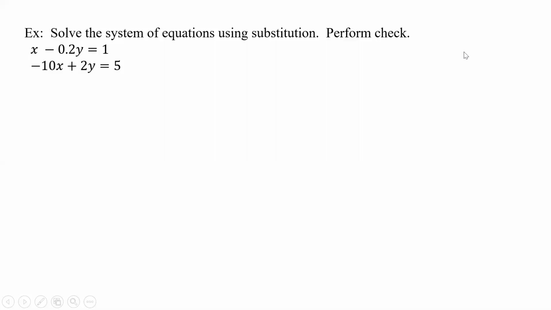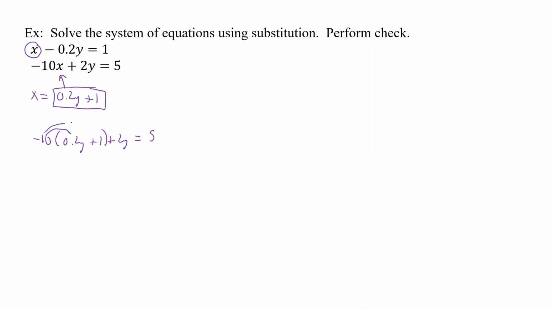All right, so what about this one? Well, this one, I think I'm going to solve for that x. So I'm going to take the 2y over, so I'll get x equals a positive 0.2y plus 1. Then I'm going to take this piece and plug it in here. And so negative 10 times 0.2y plus 1 plus 2y equals 5.